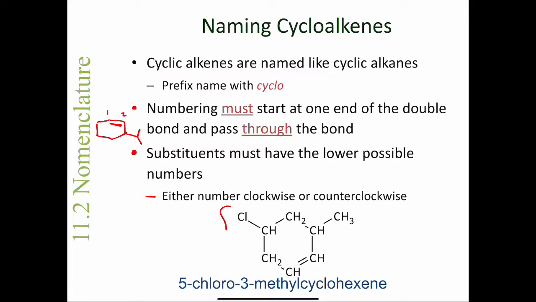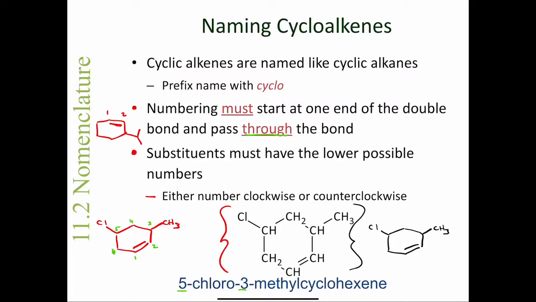So if I draw the bond line structure of this molecule here, it might be a little bit clearer if I do that. So here's my double bond. I have a chlorine here, which is a chloro, and I have a CH3 here, which is a methyl. Remember, the numbering has to start going through the double bond, and therefore I'm going to start like this. 1, 2, 3, 4, 5, 6. And so this molecule must be 5-chloro-3-methylcyclohexene.